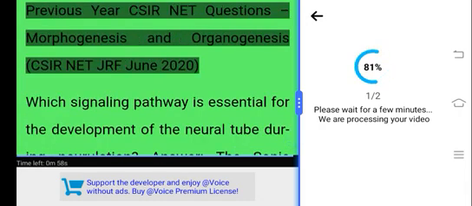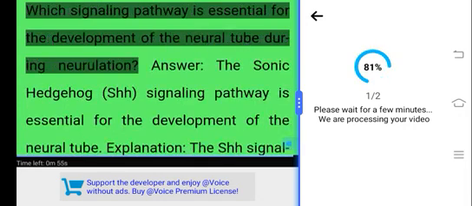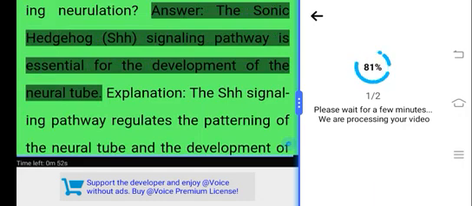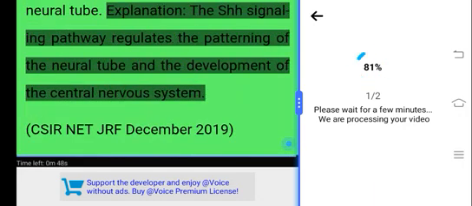Previous year CSIR NET questions. Morphogenesis and organogenesis. CSIR NET JRF June 2020. Which signaling pathway is essential for the development of the neural tube during neurulation? Answer. The sonic hedgehog, Shh, signaling pathway is essential for the development of the neural tube. Explanation. The Shh signaling pathway regulates the patterning of the neural tube and the development of the central nervous system.